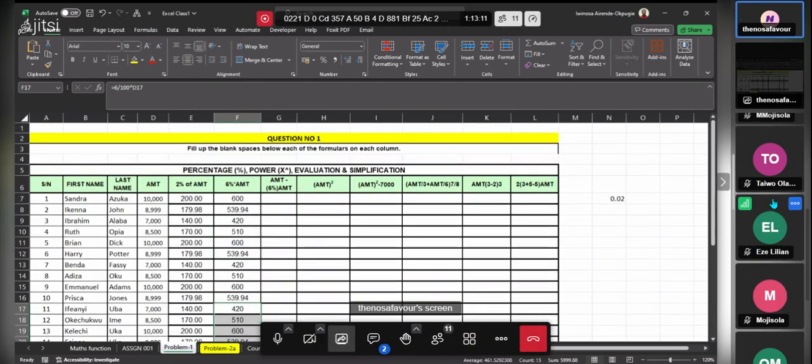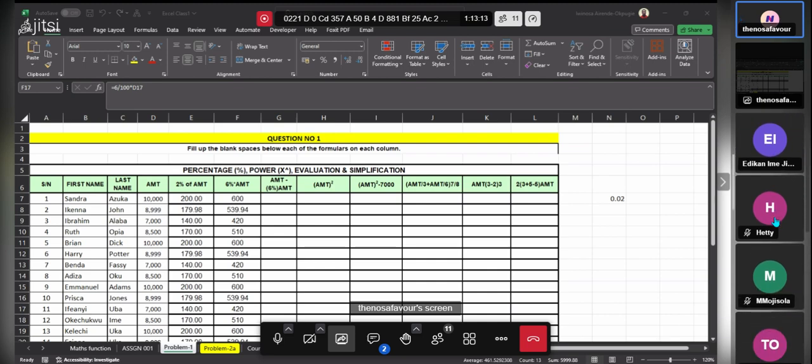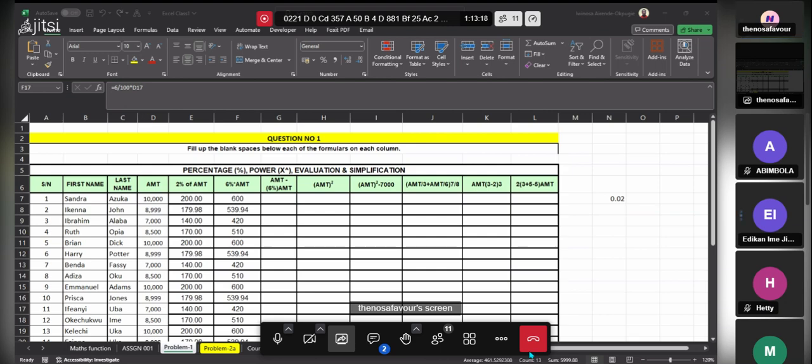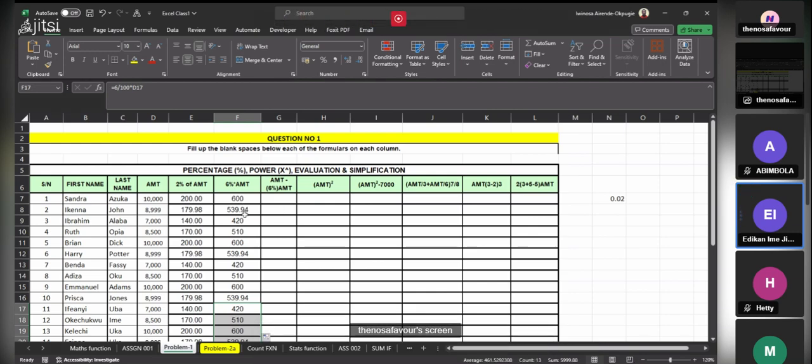Who is this person? Who is the person who just talked now? Edikan. Okay. Yes, I didn't get that part. Which part? The point where you changed the formula she gave, I didn't really see it. I just saw you press enter.